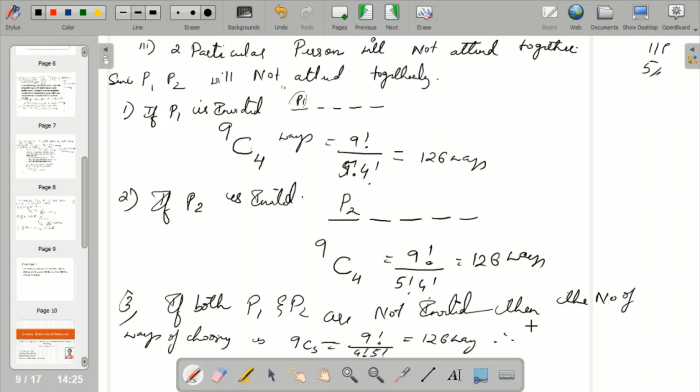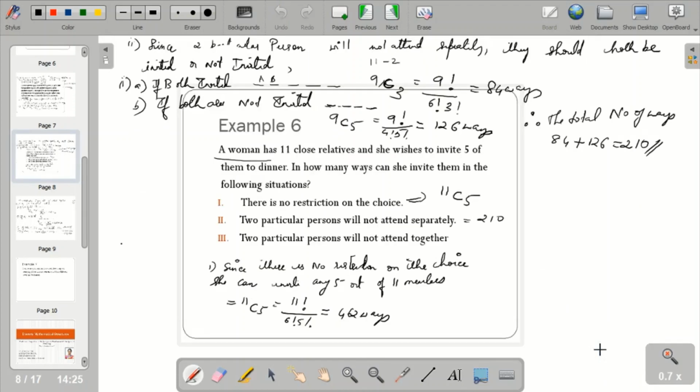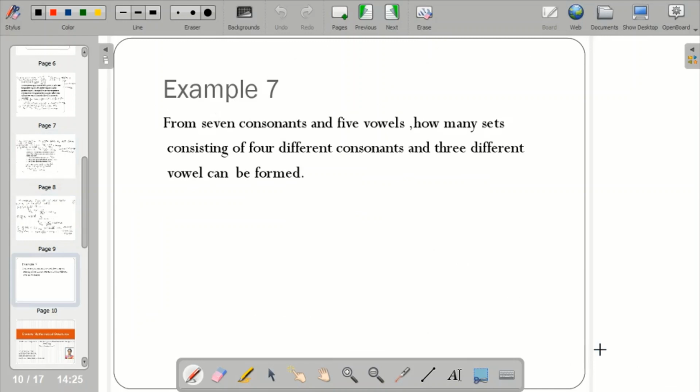Therefore the total number of ways is 126 plus 126 plus 126. So it would give the answer as 378 ways. So this is regarding example 6. Let us go to example 7.